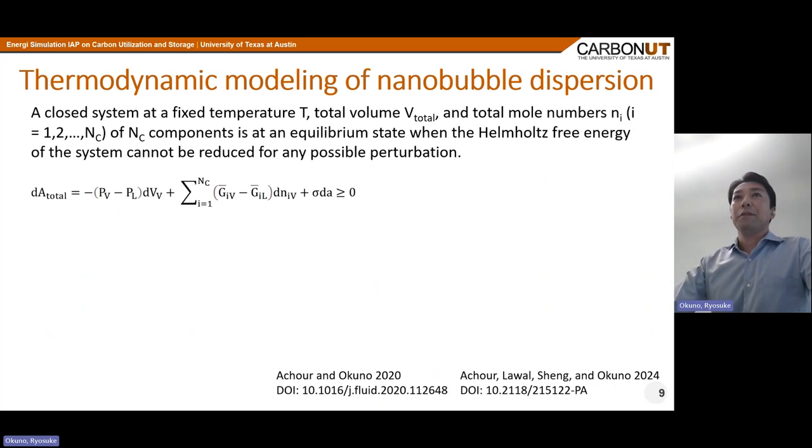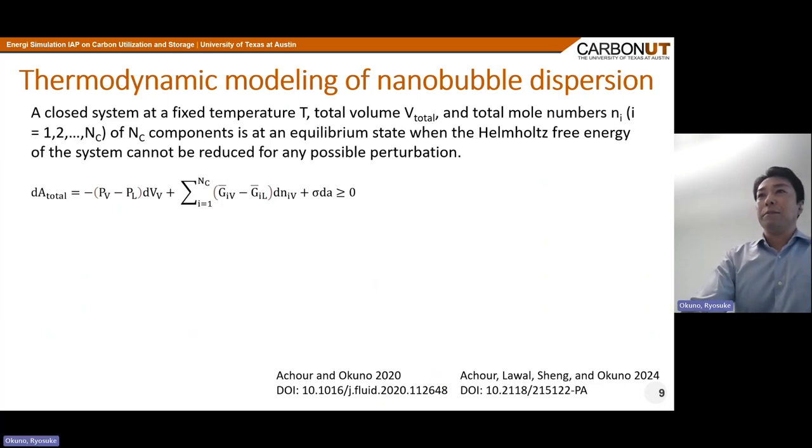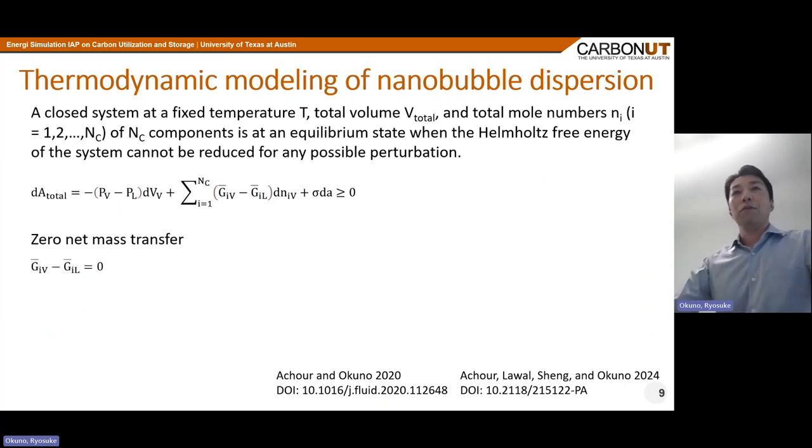From thermodynamics, a closed system at a fixed temperature, total volume, and total mole numbers of components is at equilibrium when the Helmholtz free energy of the system cannot be reduced for any possible perturbation. The equation below shows this statement. dA total is the total differential of Helmholtz free energy for the total system, and this is non-negative. As net mass transfer between the bubble and the surrounding water phase diminishes toward the equilibrium state, this Gibbs free energy term becomes zero due to the zero net mass transfer. This happens when the equilibrium state is achieved with dA total being zero.